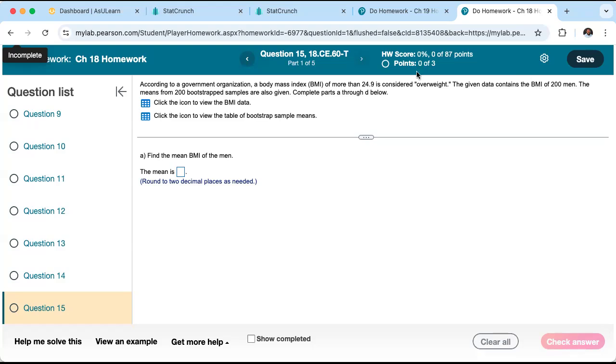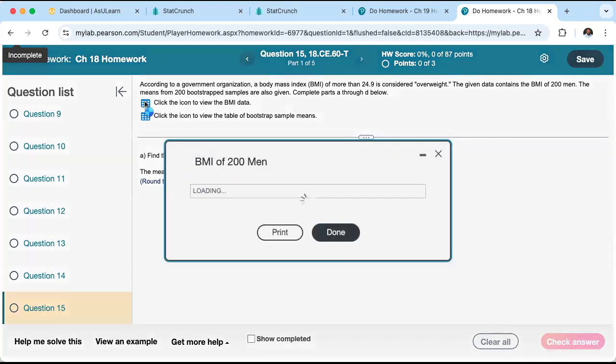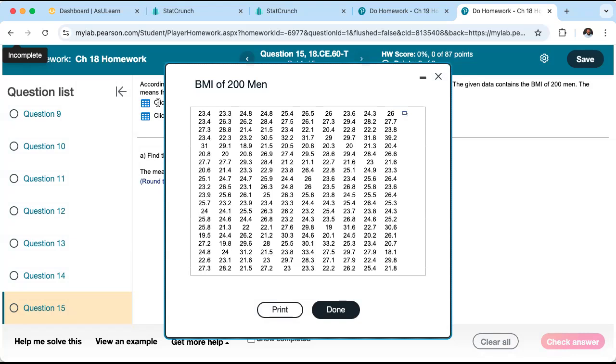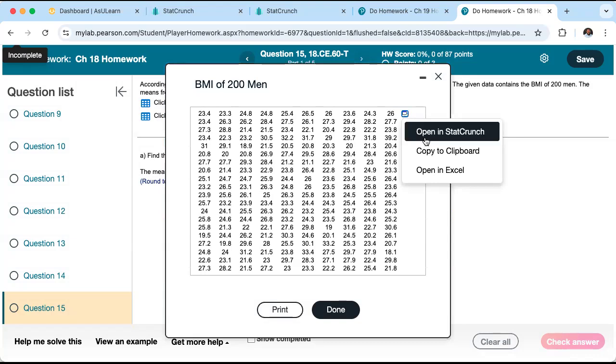So how do we do that? Question 1 says to find the mean BMI of the men. That means the mean BMI of the main sample. Is that okay? So you have to click on the first one, not the bootstrap samples. So click on the first one here. And then when you double click on that, you have something like this. And then you can click on open in StatCrunch.